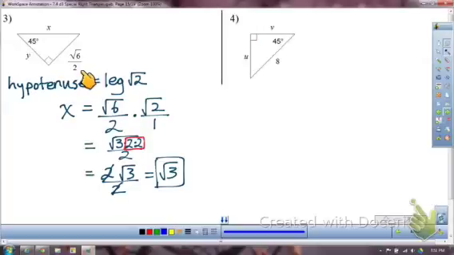I forgot to mention, but y is also square root of 6 over 2. So I didn't write that here, but you should write that down as well as part of your answer. Okay? Alright, let's do the next one.